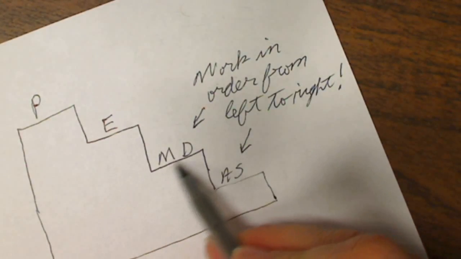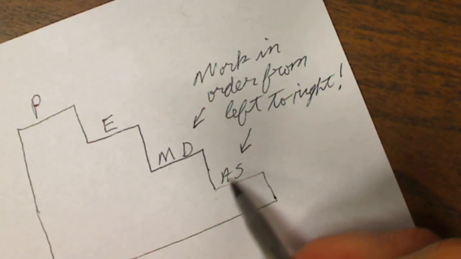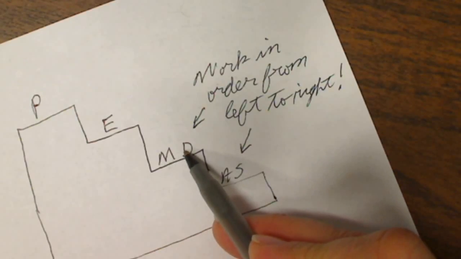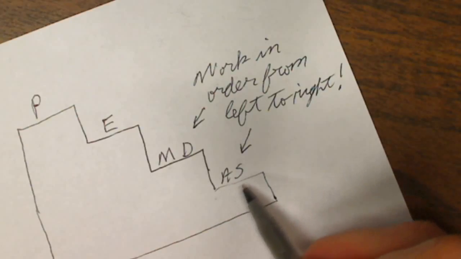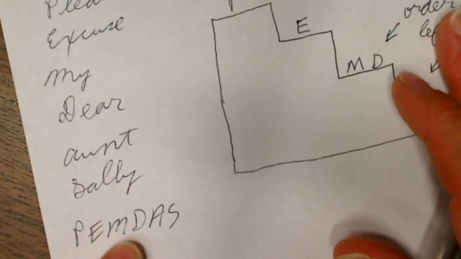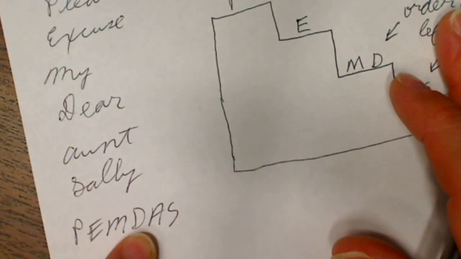You still do all the multiplications and divisions before you do any additions and subtractions. But multiplication does not automatically come before division, and addition does not automatically come before subtraction. That is one big problem with PEMDAS. It shows that multiplication comes before division, and that is not always true.